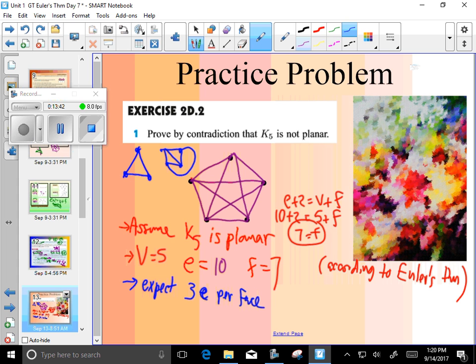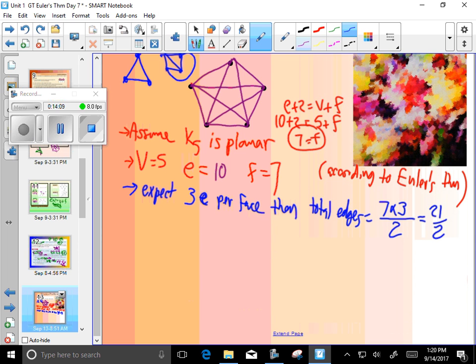So then you should get the total edges equal to 7 times 3. And then with all those faces, there's duplicates, so you just divide by 2. What's the problem with this? It's a fraction. That's a fractional edge. By the way, what is half of an edge? There is no such thing, because where is that half? It doesn't make any sense.